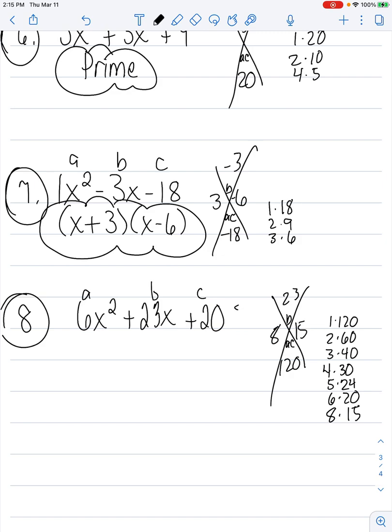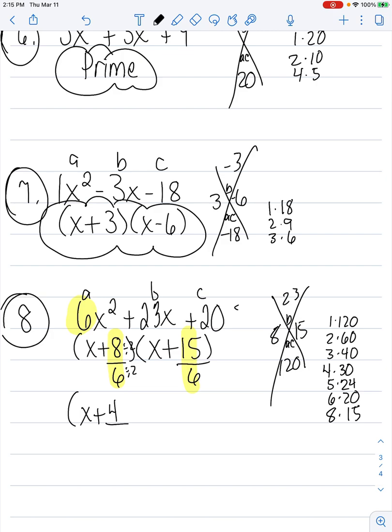They both need to stay positive. So I have x plus 8 times x plus 15. But remember, we have to do slip and slide because my leading coefficient for x squared is not 1. So I'm going to divide both of these by 6. Now remember, we have to reduce these fractions before we slide our coefficients over. So when I look at 8 and 6, both of those are evenly divisible by 2. 8 divided by 2 is 4. 6 divided by 2 is 3. I slide that 3 over to get 3x plus 4.